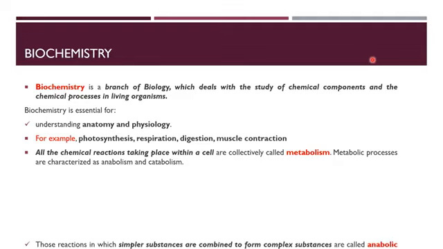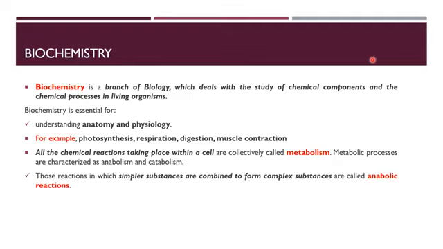First of all, we'll discuss what an anabolic reaction is. These are the reactions in which simpler substances combine to form complex substances. An example of an anabolic reaction is photosynthesis, in which carbon dioxide combines with water to synthesize glucose. So photosynthesis is a type of anabolic reaction. In an anabolic reaction, when something is synthesized, we need energy. For photosynthesis, the demand for energy is fulfilled by sunlight.